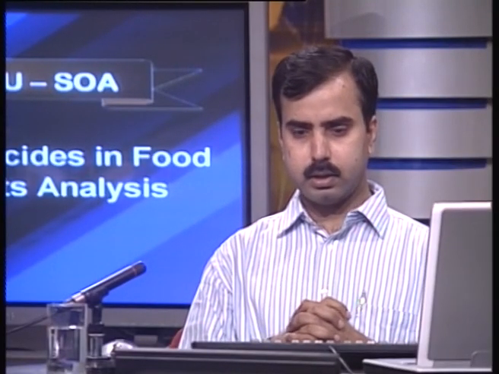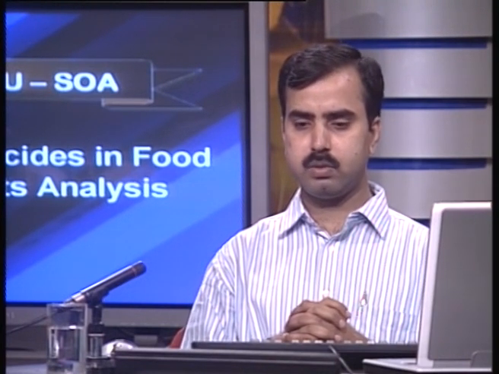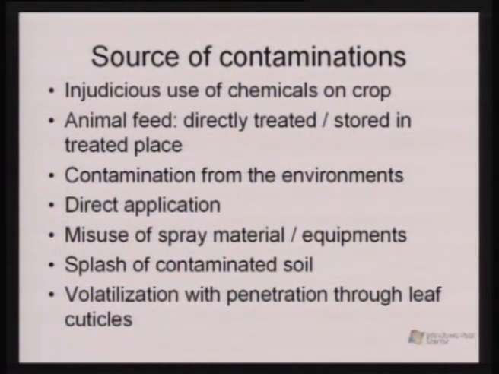As I said, there are certain ways of contamination. Say for example, injudicious use of chemicals on crops. This injudicious use means the selection of a particular pesticide is not proper. There is a requirement of a particular pesticide for a particular crop. We need to select a particular pesticide to apply on a particular crop in a particular geographical area and in a particular season. Why am I saying geographical area or season?